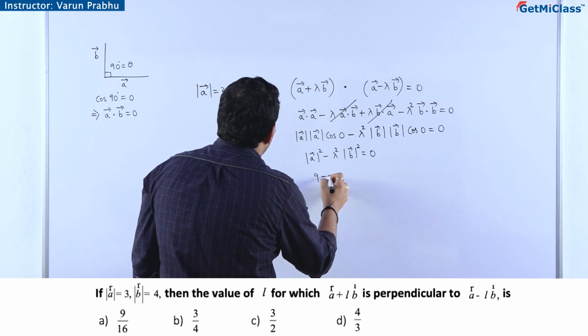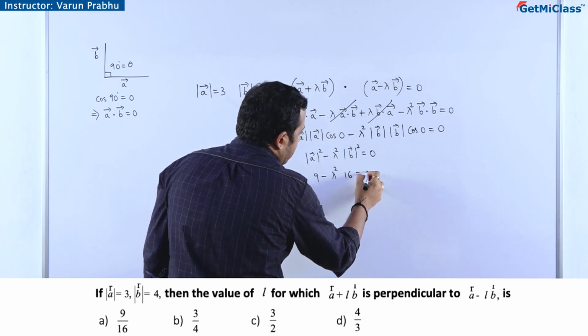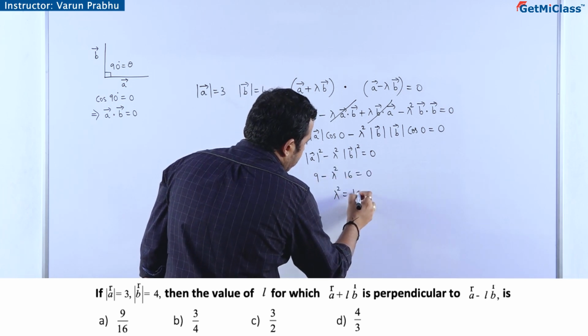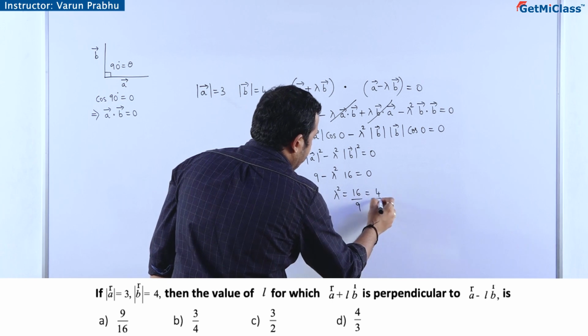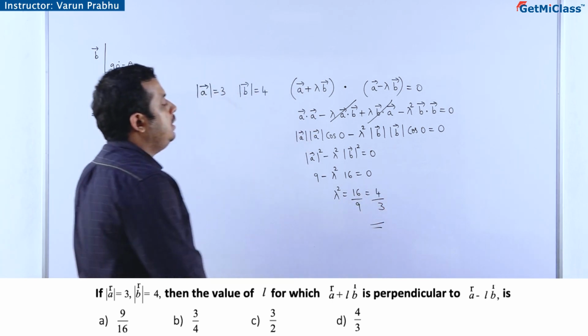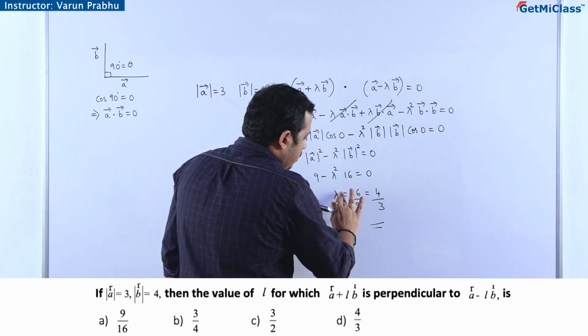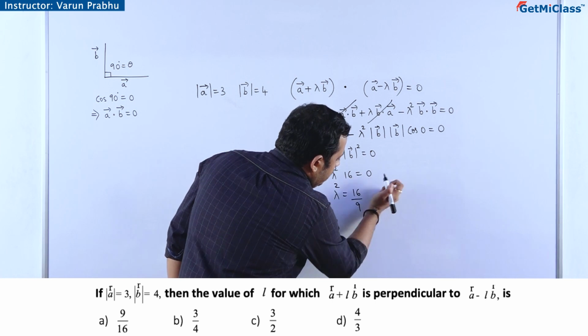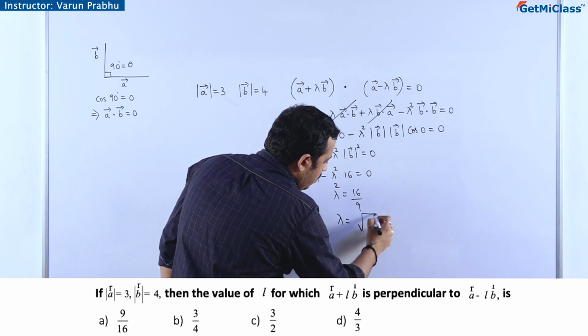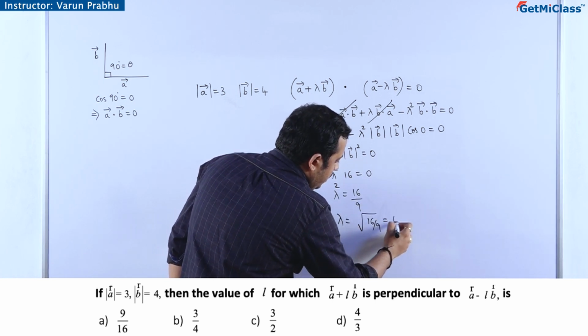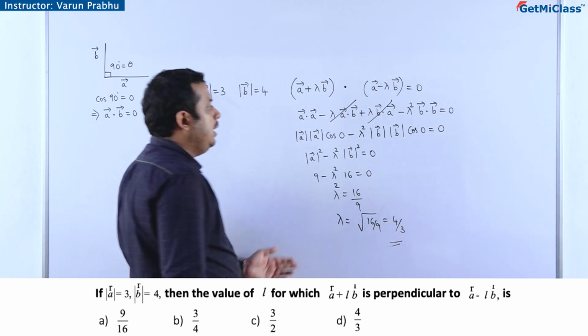So 9 minus lambda square into 16 is equal to 0. Lambda square is equal to 16 by 9, which is equal to what is it? 4 by 3 is the answer to the question. So lambda square is 16 by 9. So what's the value of lambda? It is equal to root 16 by 9, which is equal to 4 divided by 3. That is the answer to the question.